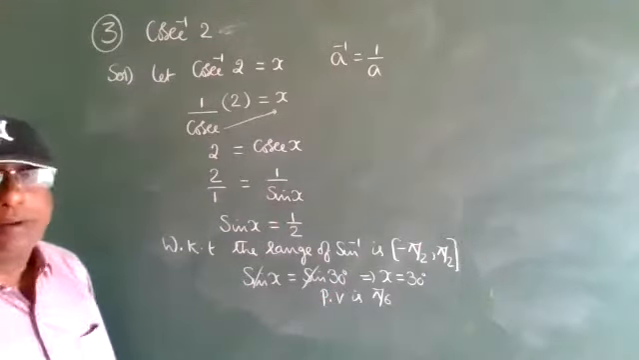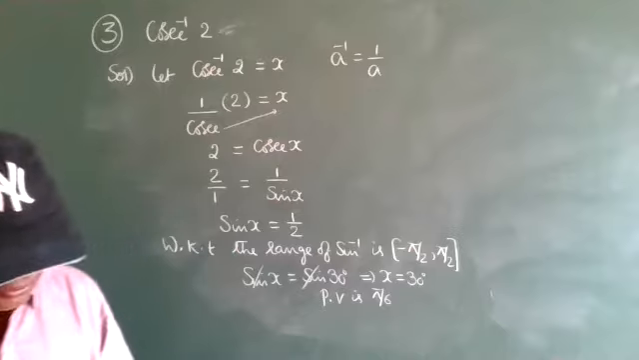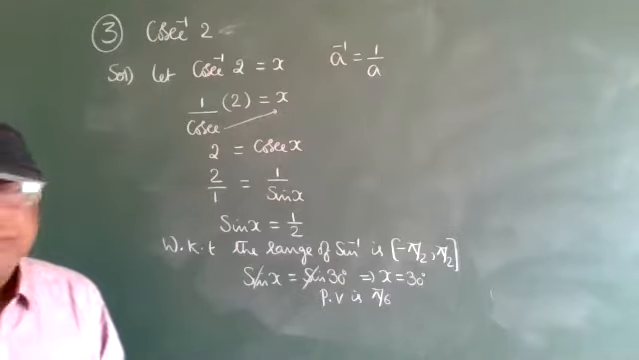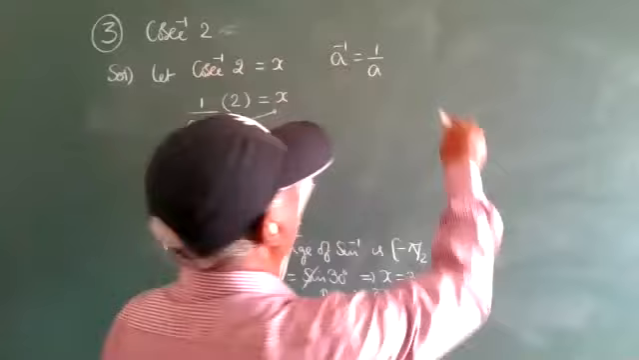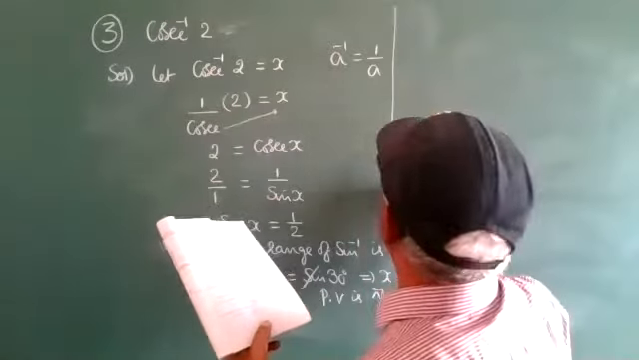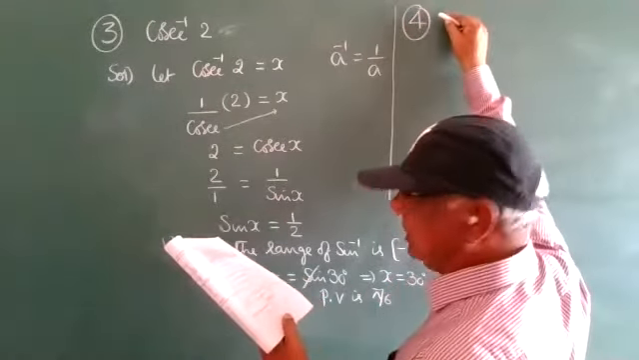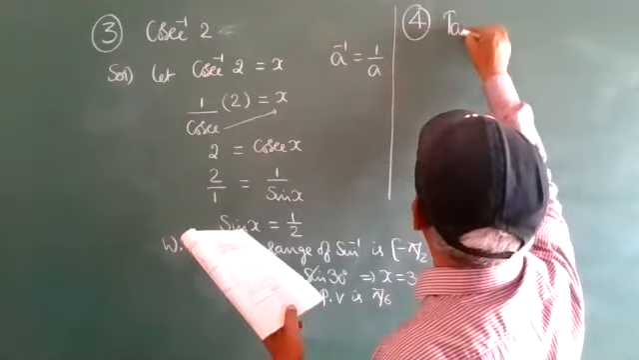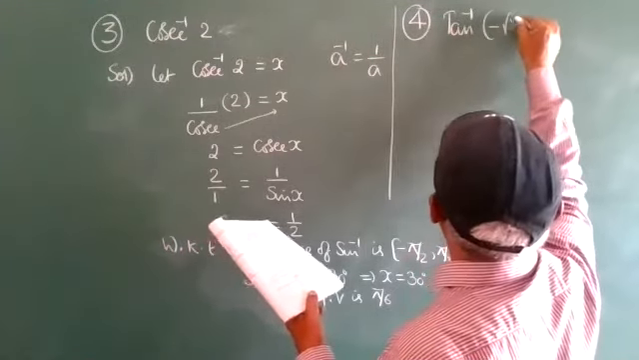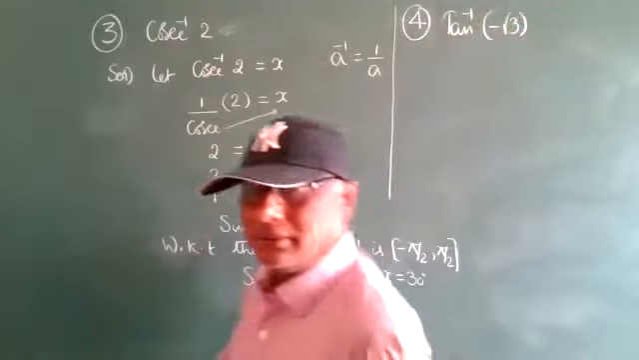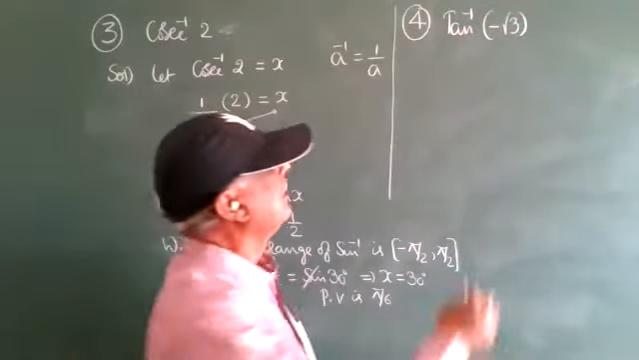Next, everyone, now it is clear? Right. Now work out the fourth problem. Everyone write down the fourth problem. What is the fourth problem? Tan inverse of minus root 3.